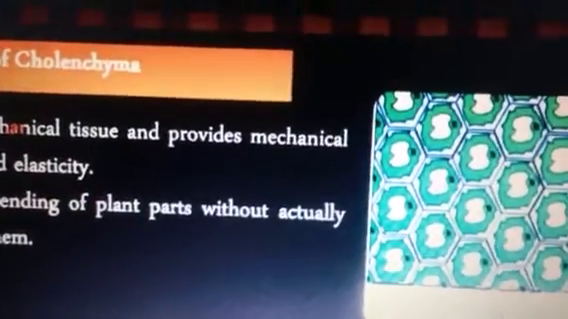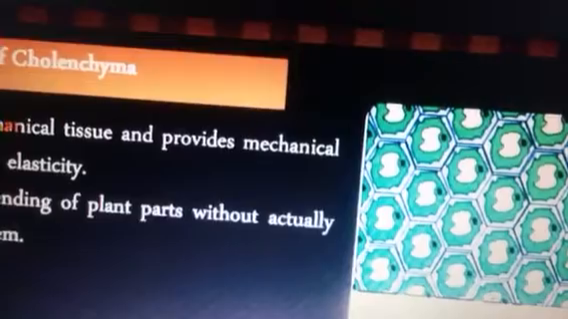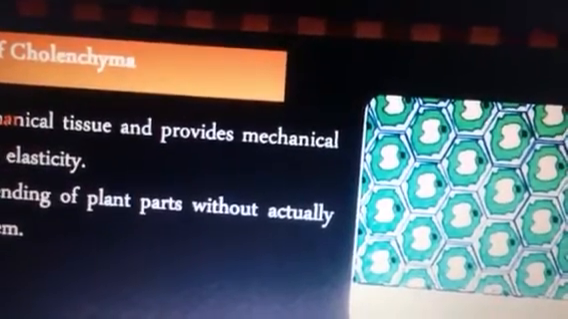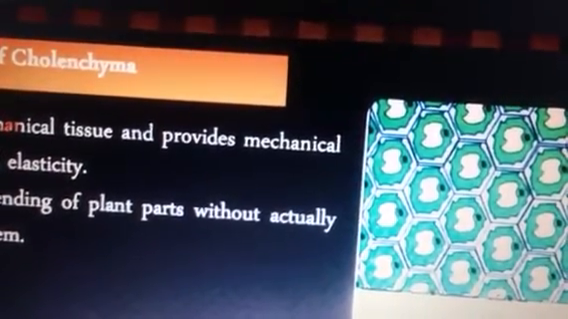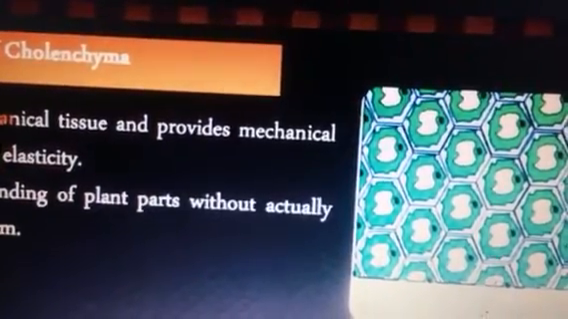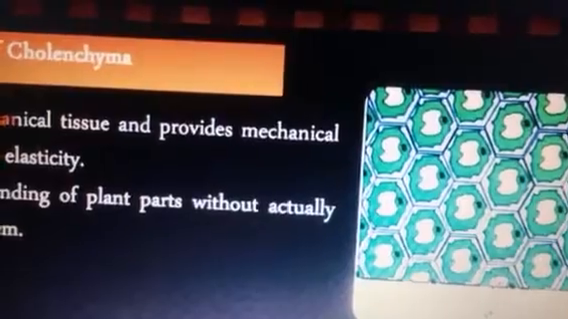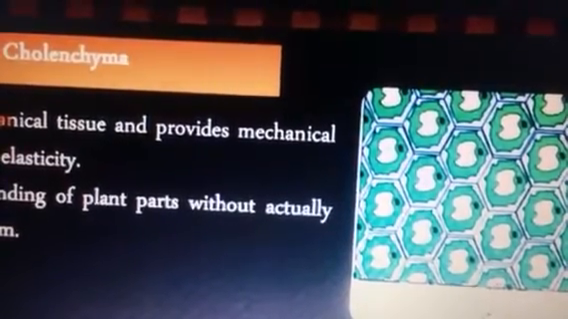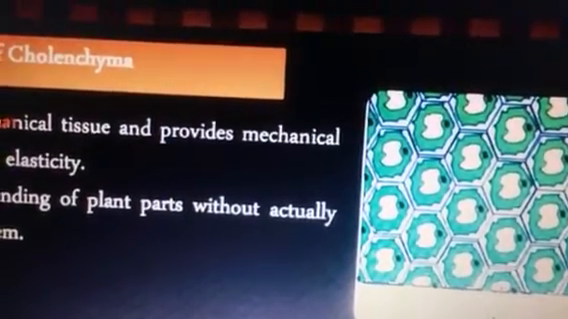Have you ever tried breaking a plant twig? If it is green in color, it will have slight flexibility and elasticity. It will not break immediately. But if it is dried up and brown in color, if you try to break it, it will break with a noise and will be brittle.